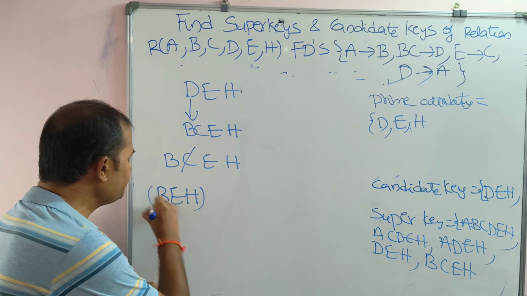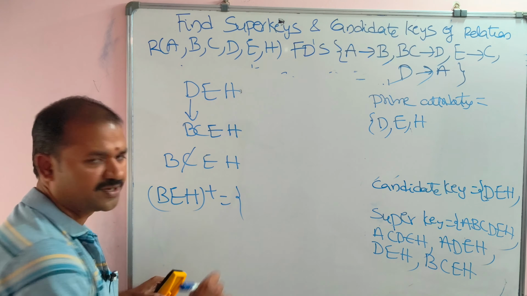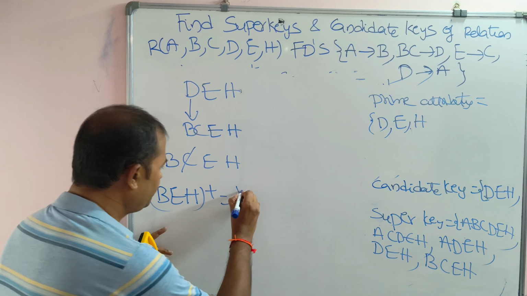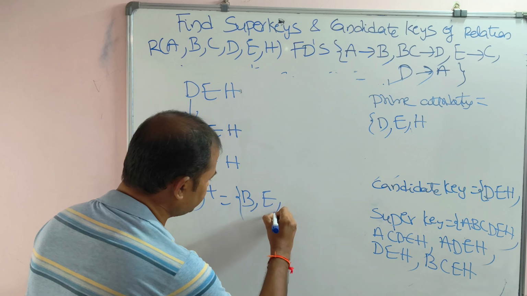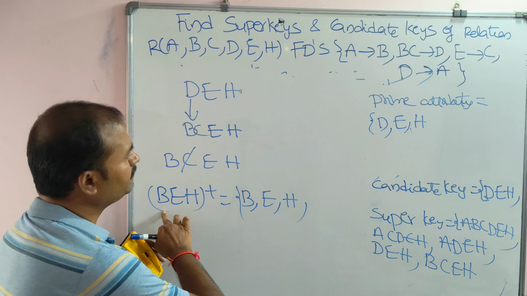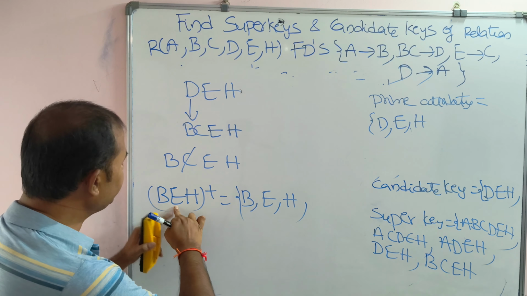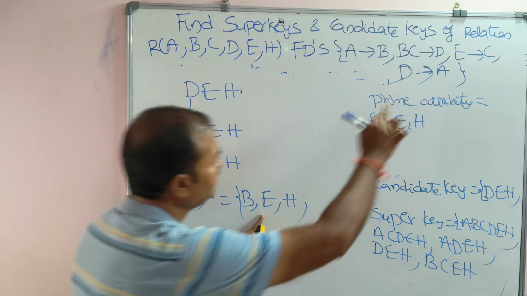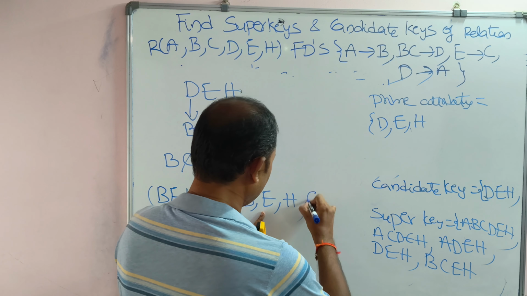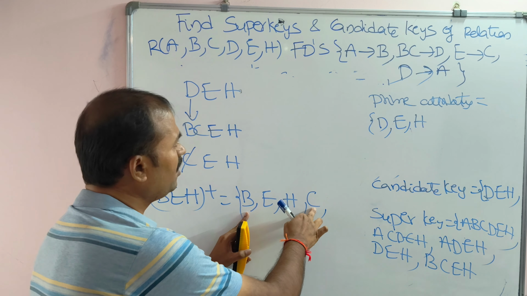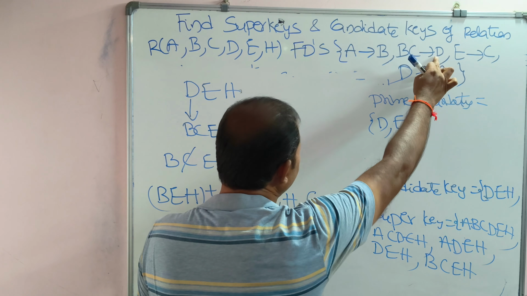Let's try to check whether BH is a super key or not. Let us find the closure. So BH determines themselves. Next B. Here we have E. E determines C. So let us write C here. Here we have BC. BC determines D.